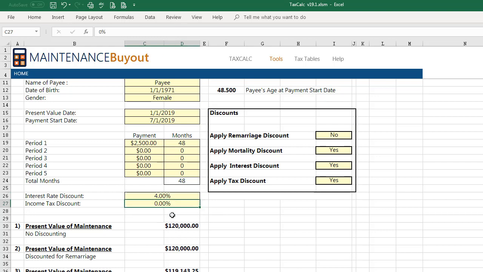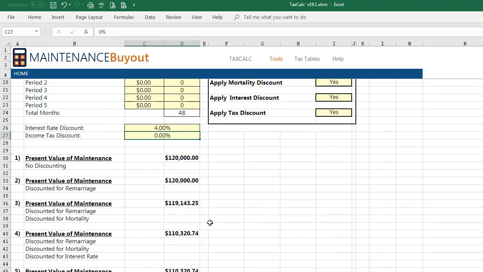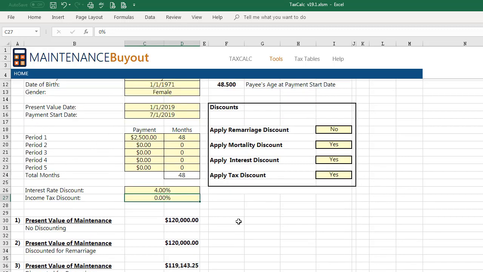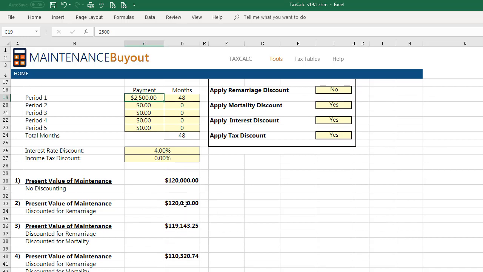Right now the default is a 0% for tax discount. The reason for that is that with 2019, we now have non-deductible maintenance paid and received. The person receiving maintenance doesn't have to pay tax on it, so usually we're not going to discount the actual payment here for taxes. So ultimately when we look at this, we're looking at a calculation of a cash payment from one spouse to another. If we wanted to buy out $2,500 a month for 4 years, some assumptions are applied.